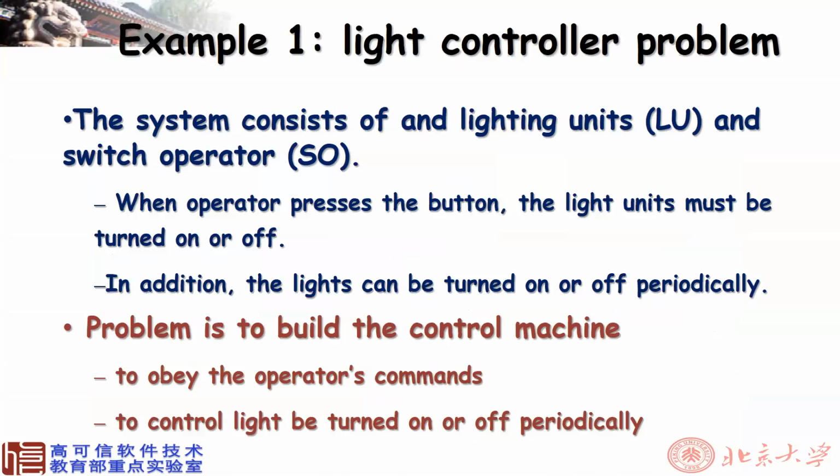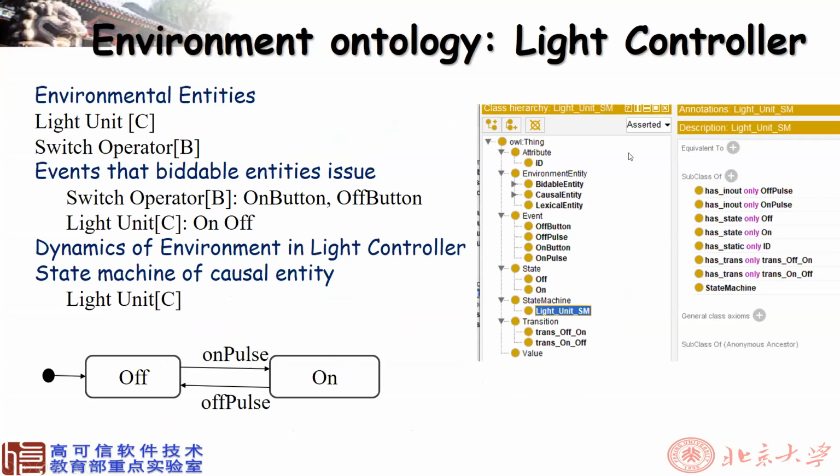First, we want to use a very small example, the light controller, to show how the environment ontology is used in the requirement elicitation process. Here, for the light controller, we need to build two requirements. The first is to base operator's commands, and the second is to control the light unit periodically. And this is the environment ontology we built earlier.